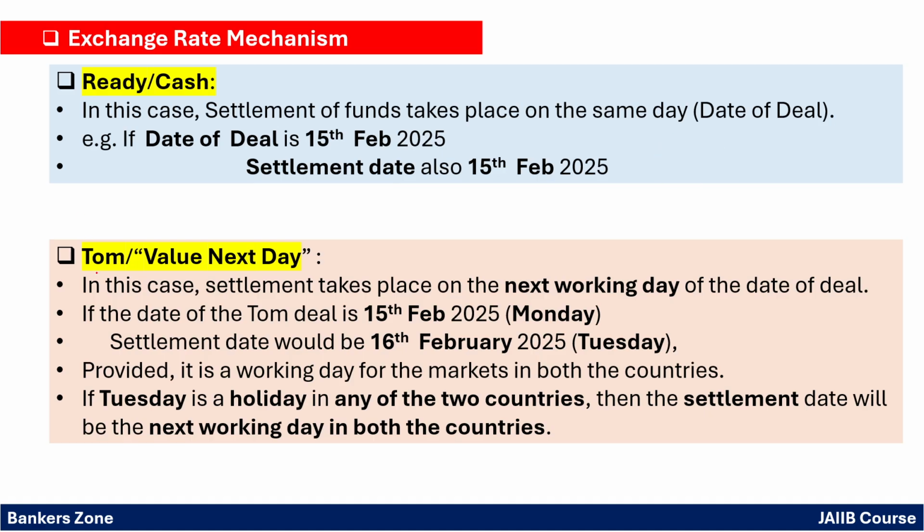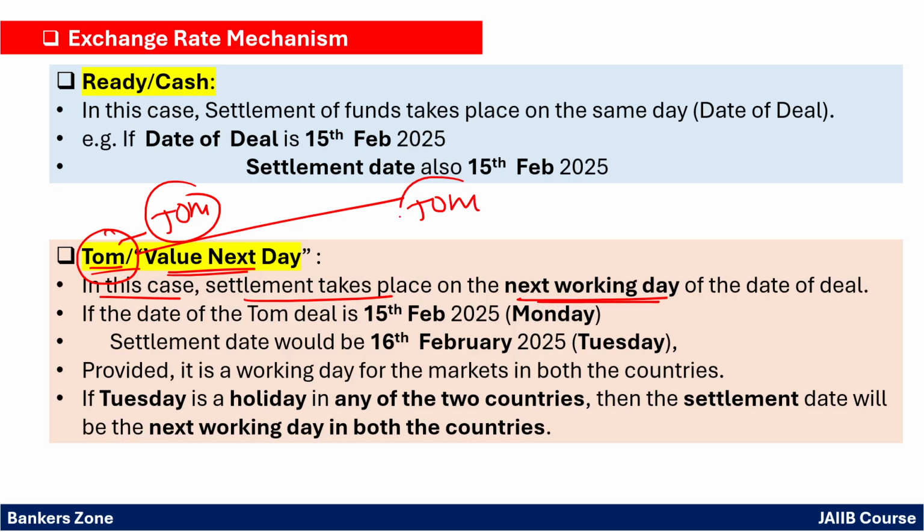Now what is the TOM or the value next day contract? TOM stands for simply tomorrow. So the meaning is very simple. In this case, settlement takes place on the next working day. TOM means tomorrow, so obviously it means the next working day of the date of the deal.